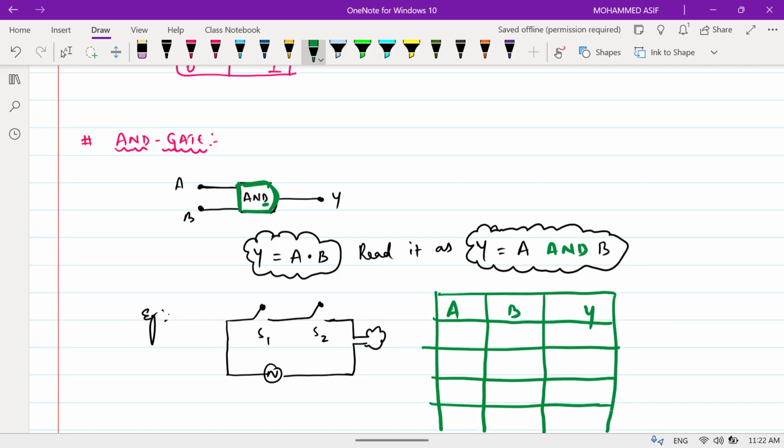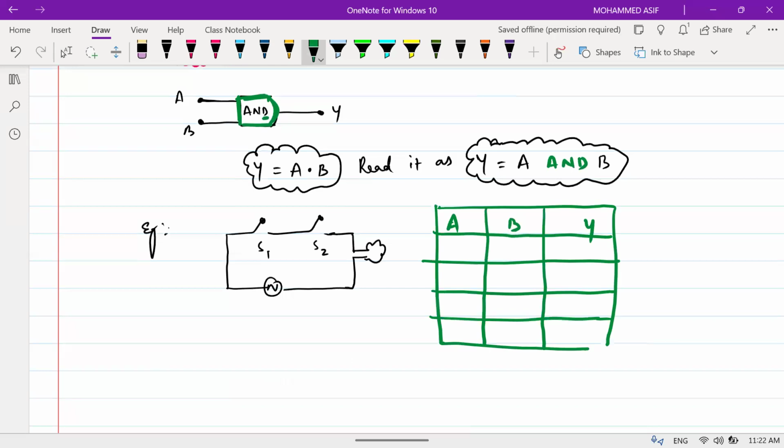Okay, now tell me, if both of them are open, we'll take it as 0. A is 0, B is 0. So will the bulb glow? The bulb will not glow, because both the switches are open. So Y is also equal to 0.